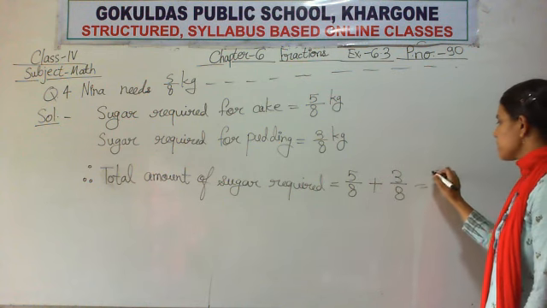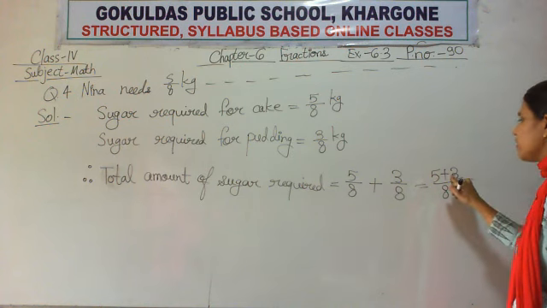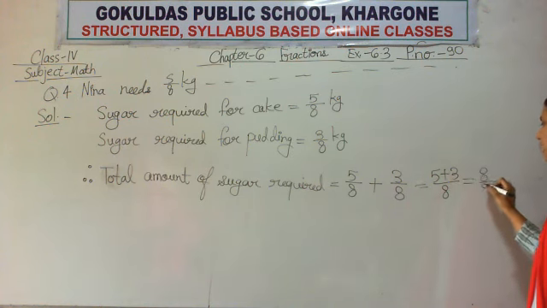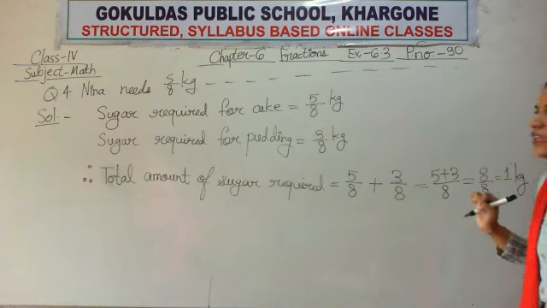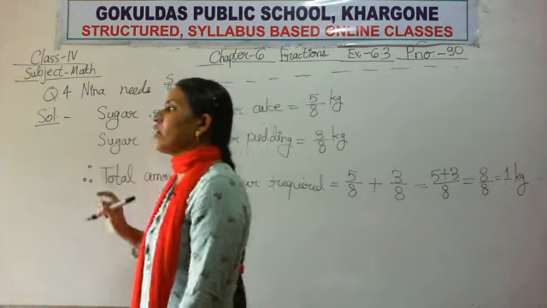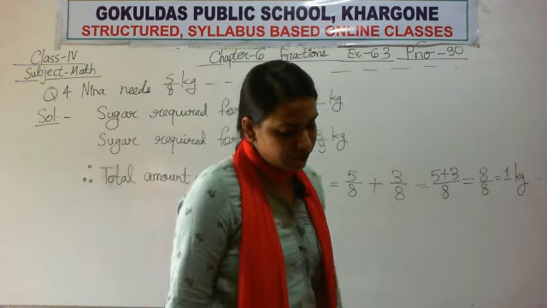5 plus 3 upon 8. Now 5 plus 3 is 8, so 8 upon 8. Okay. And when we simplify this 8 upon 8, our result will be 1. Okay, so 1 kg of sugar, your answer is 1 kg. 1 kg of sugar is required for both the items. Your final answer will be 1 kg of sugar is required for both the items.